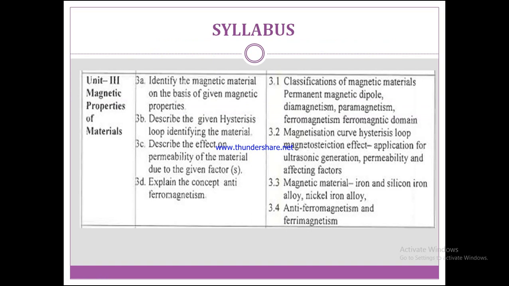This is the syllabus for unit number 3. The unit name is Magnetic Properties of Material. This unit has 4 outcomes. After the completion of this unit, the student should be able to identify the magnetic materials on the basis of given magnetic properties.